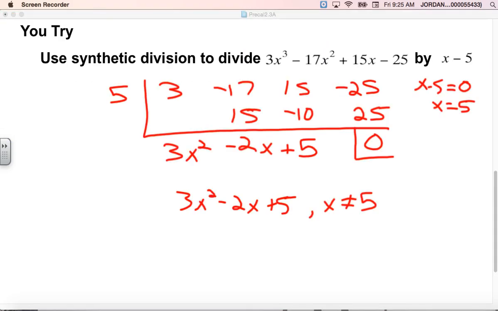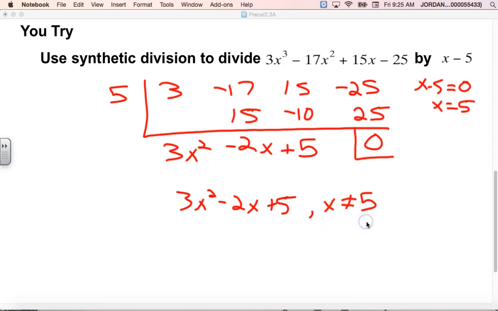Alright, so right here you can see your answer is 3x squared minus 2x plus 5. If you have questions about where any of that came from, just raise your hand and let me know, and I can help you out with it. Basically, we just brought down the 3, multiplied by 5, then subtracted negative 17 plus 15, negative 2, multiply, add, and we get a remainder of 0. So now, this little x does not equal 5 right here.